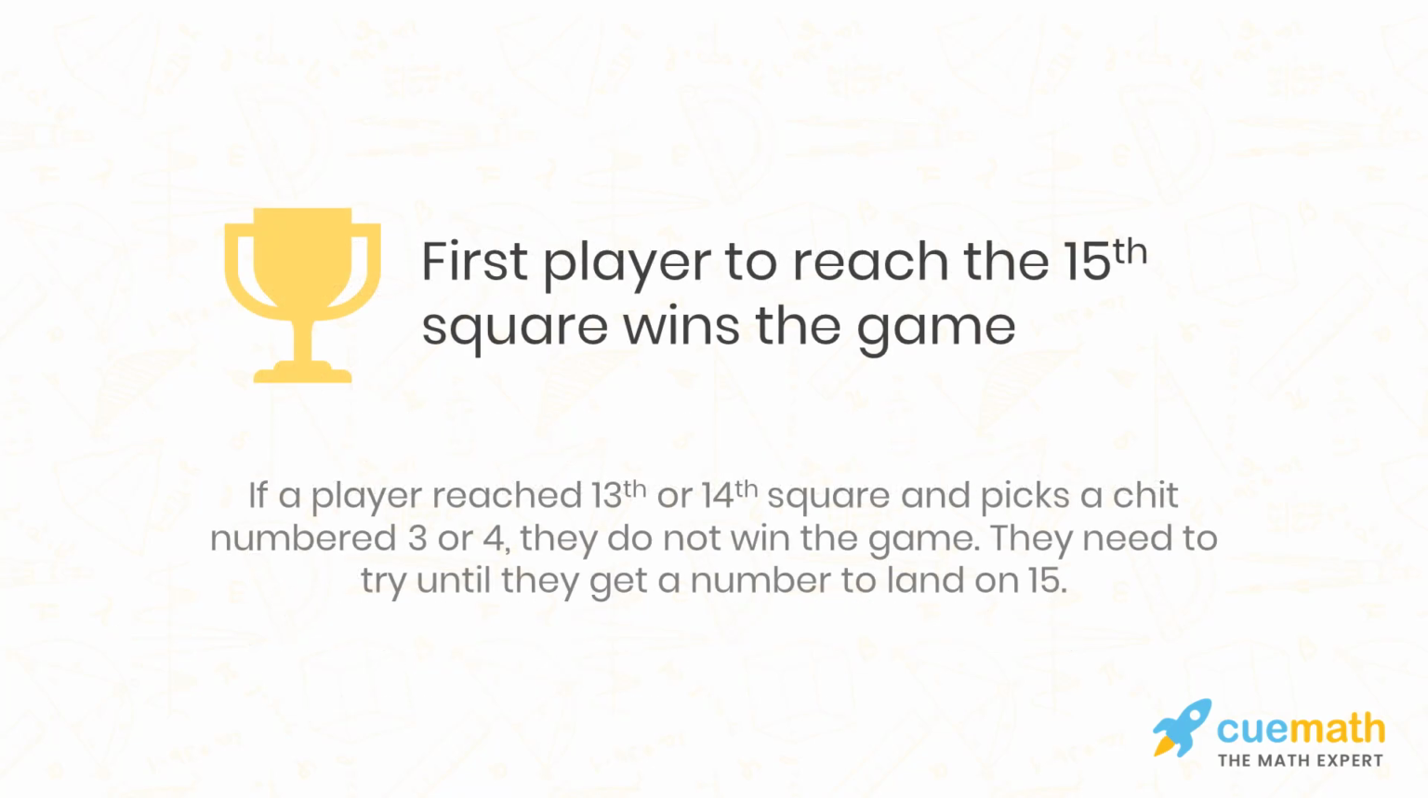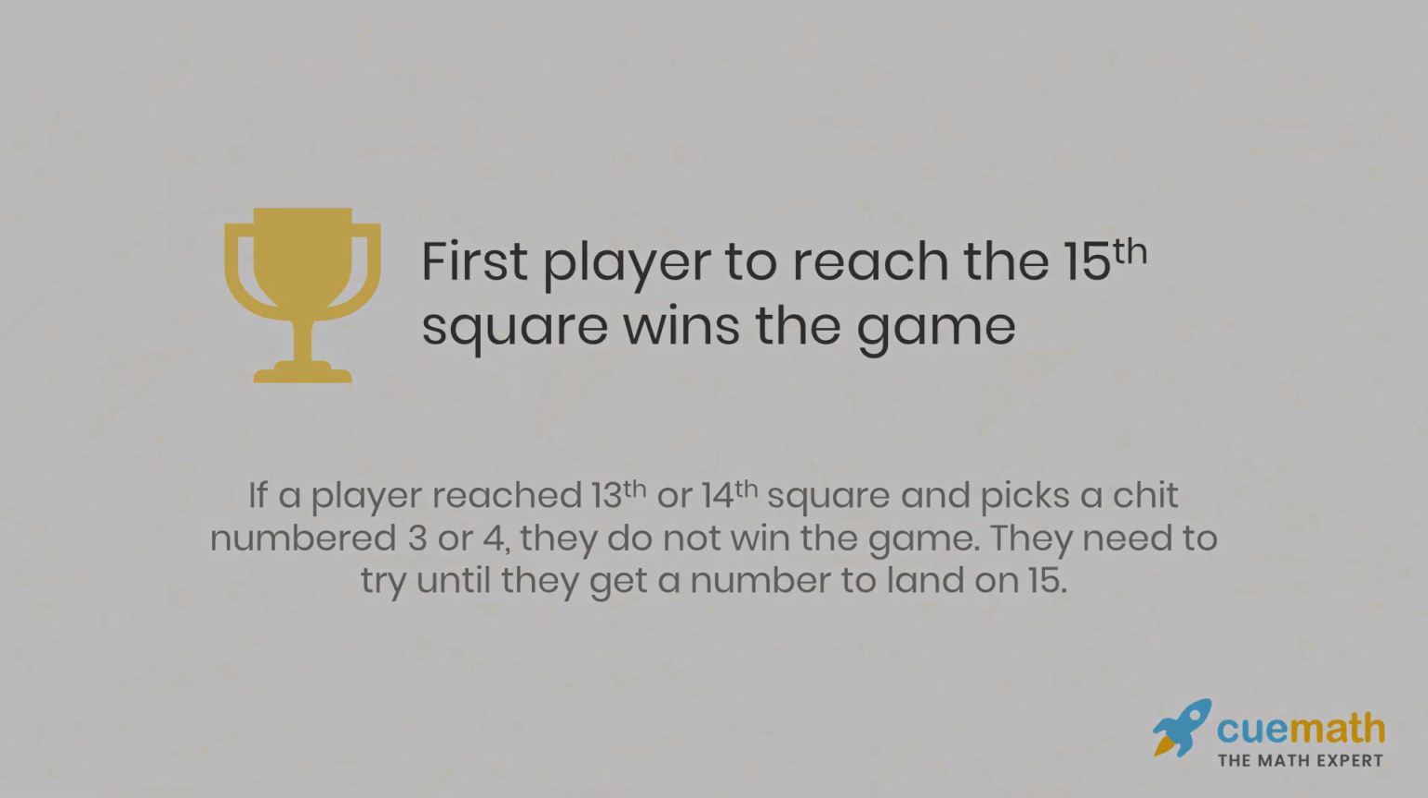The first player to reach the 15th square wins the game. Remember that if a player reaches the 13th or 14th square and picks a chit number 3 or 4, then he does not win the game.